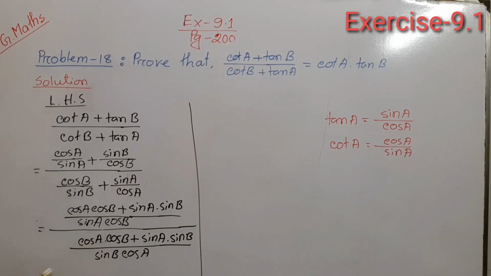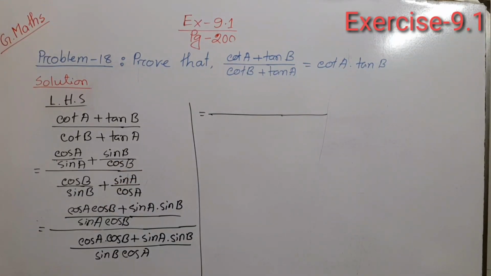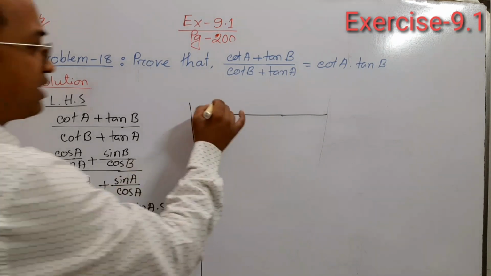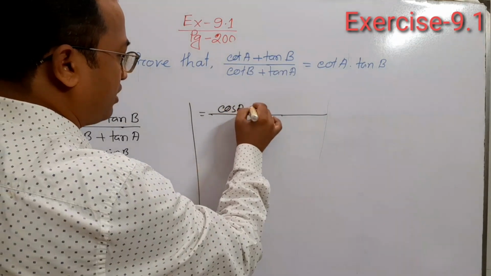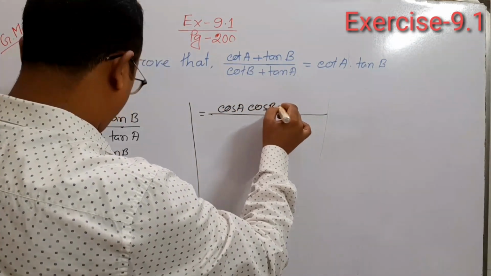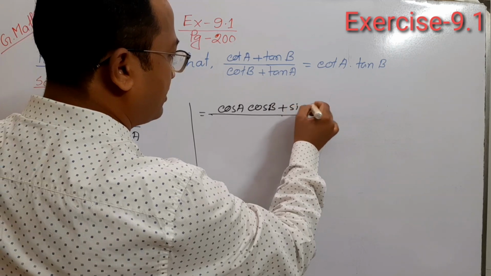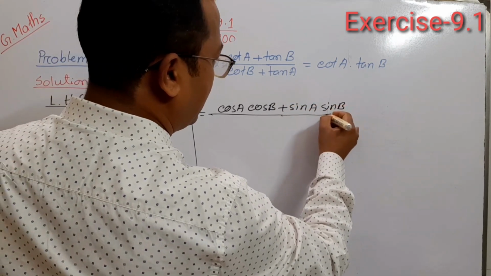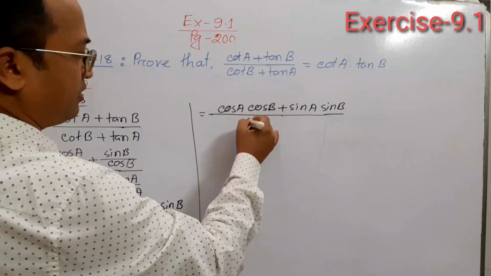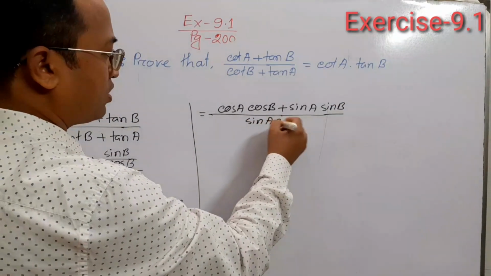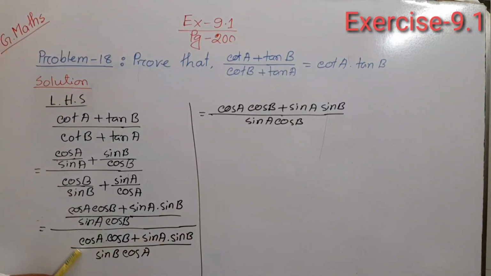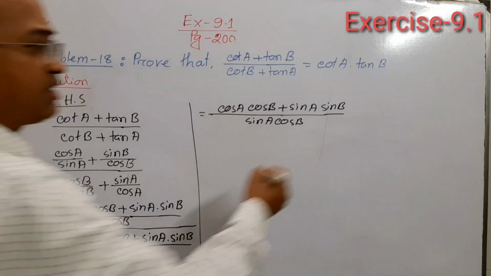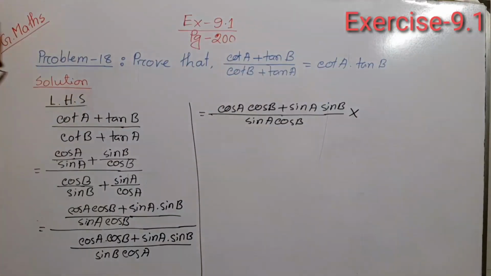Now look, these two fractions we can write like this: cos A cos B plus sin A sin B divided by sin A cos B, and the denominator we can write as a multiplication, with the reciprocal of the fraction.